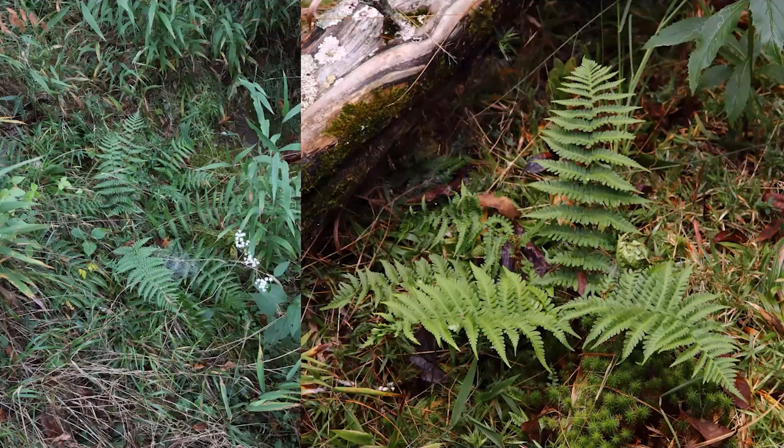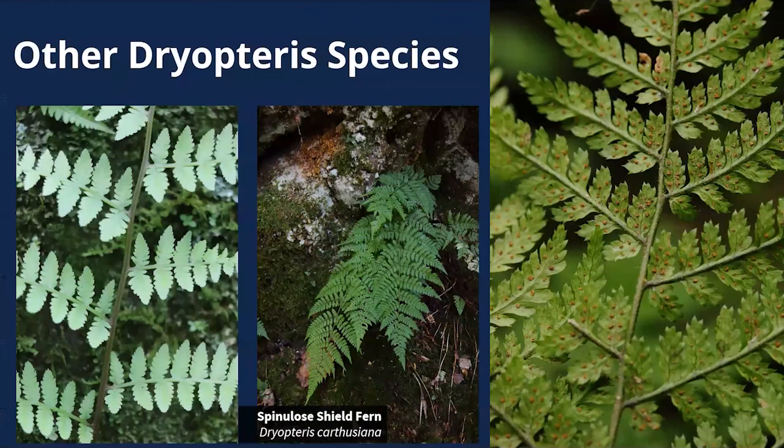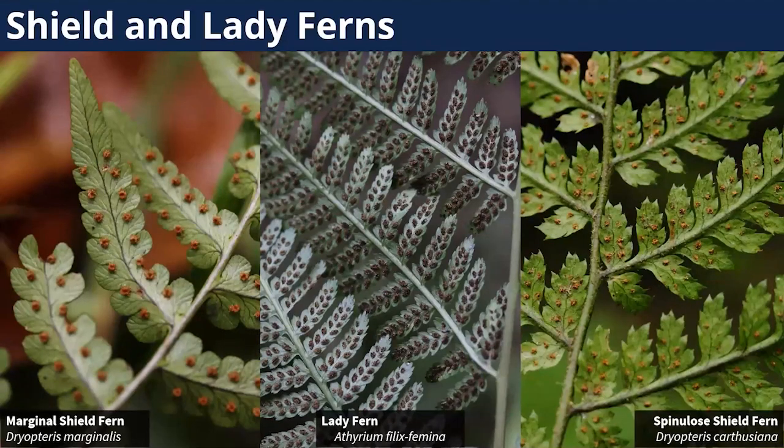Another common shield fern is spinulose shield fern, which looks very similar, but the pinnules are sharply pointed instead of blunt, as you can see there. But this group can be somewhat difficult to identify. The very first thing to look at would be the location and the shape of the sori. That's a big way to tell them apart. And then how dissected and how sharp those pinnules are.